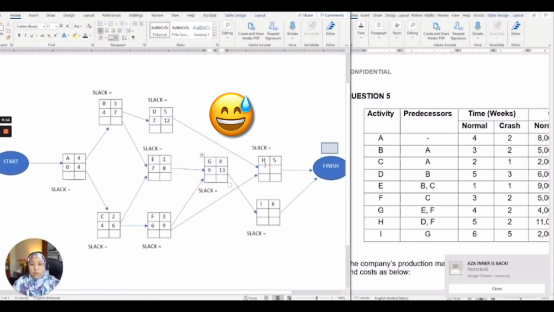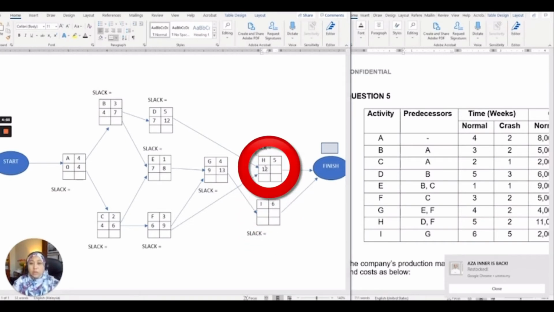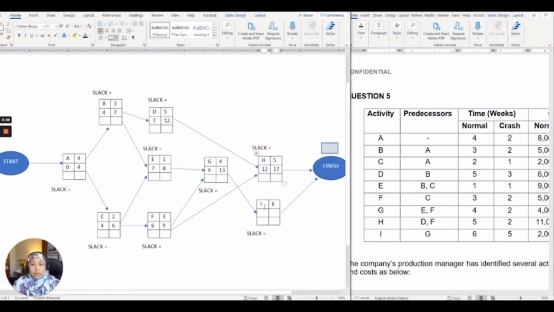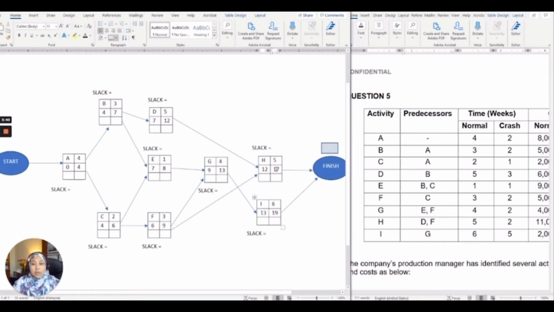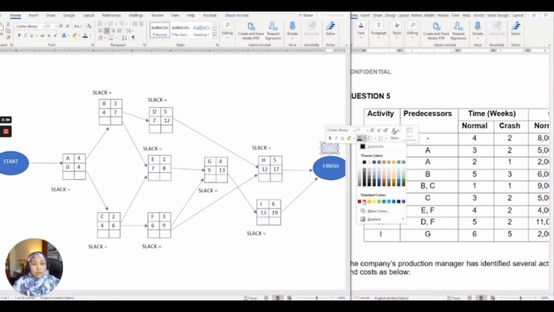13. For activity H, you need to compare D and F and take the highest one, which is 12, plus 5 equals 17. For activity I, we just take the value from activity G, which is 13, so 13 plus 6 equals 19. To identify the completion time, we take the highest completion time, which is 19. So the completion time for this project equals 19.